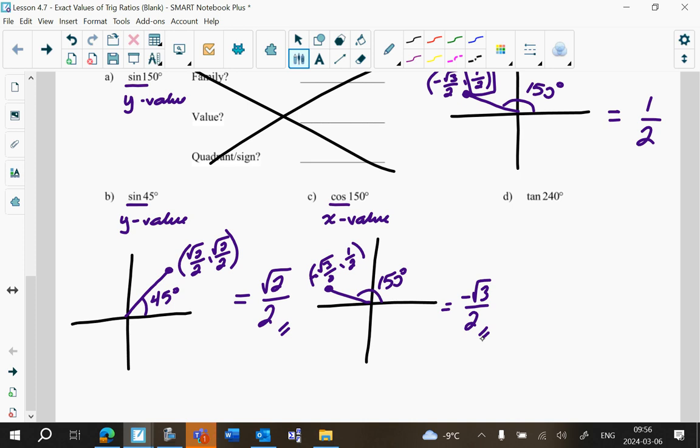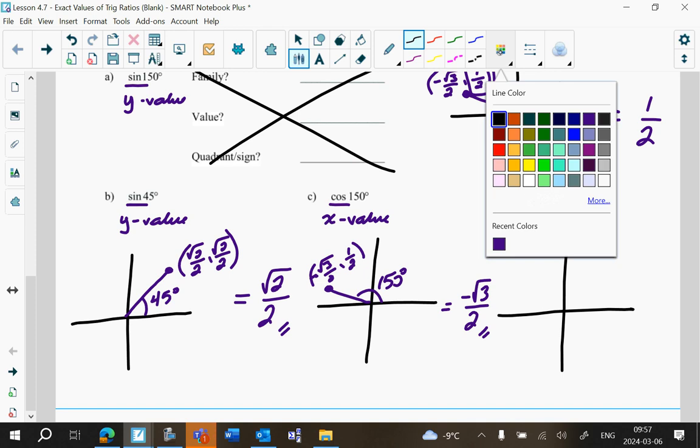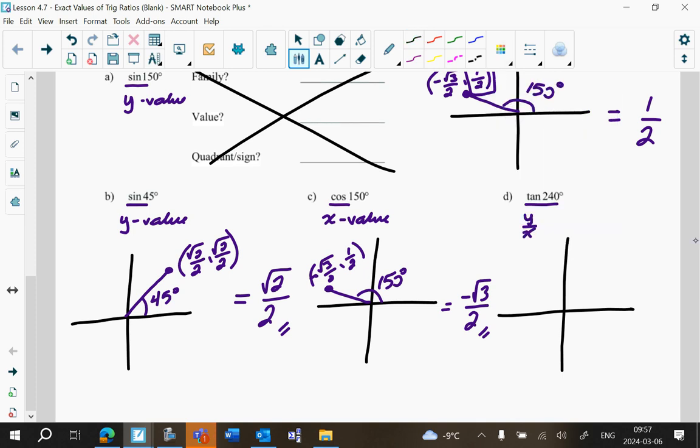The tan of 240, we've got to do a little bit of work. We've got to use both values of the point on the unit circle. Tan tells me, whenever you find the point, take the y value and divide by the x. 240 degrees is in the 60-degree family. So this is 60, this is 120, this is 240.